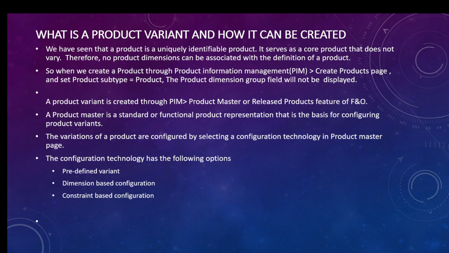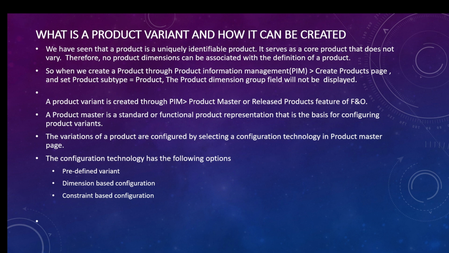Whereas when we create a product master, we will select a product subtype as product master. When I select a product subtype as product, the product dimension group field will not be displayed in the F&O page. So this is an important difference when we create a product and a product master. Now let me move on to the product variant.